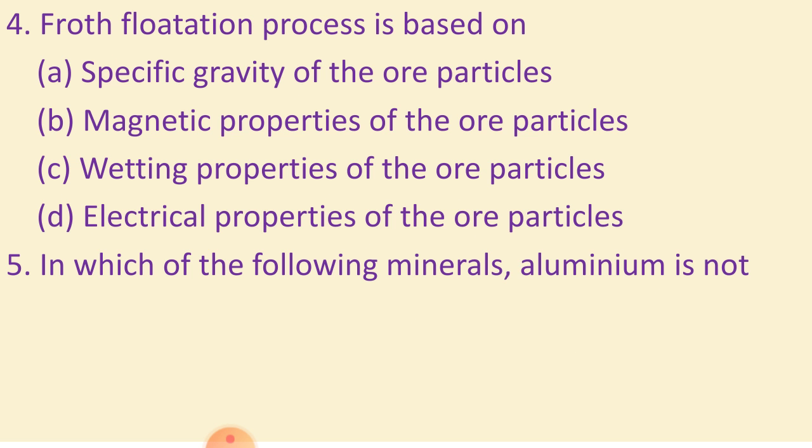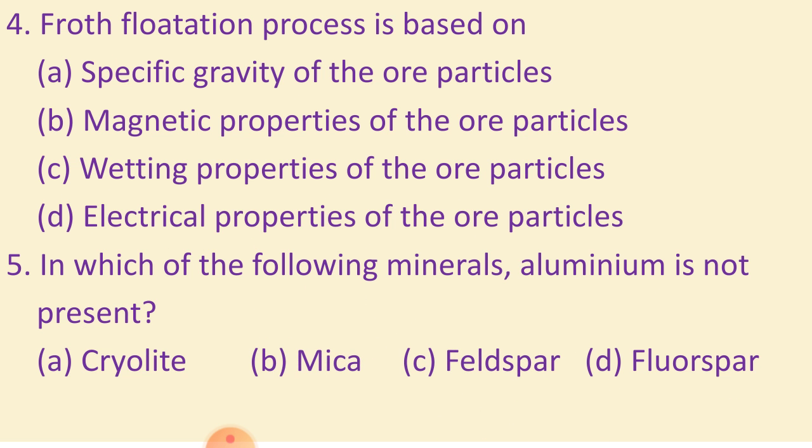Now question number 5. In which of the following minerals is aluminum not present? You have to find the answer from the types of ores given in the first lecture and by their formulas. Four options are given: cryolite, mica, feldspar, fluorspar. So by these ore particles and their types you have to find the answer to this question.